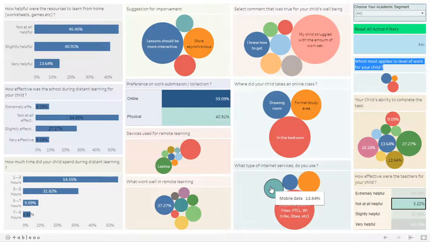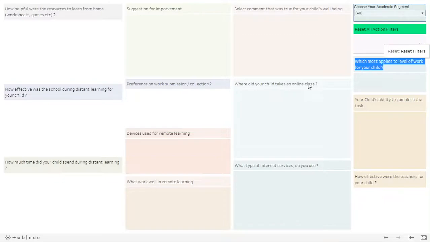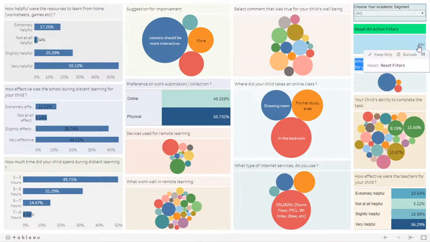Now if you want to revert back to the normal statistics, you have to use this reset all action filter. There is a button, you have to click it once. It will clean up all the frames or all the visuals on the screen, and then you can come up again. So now it has given me all the information back. There is no filter applied at the moment.